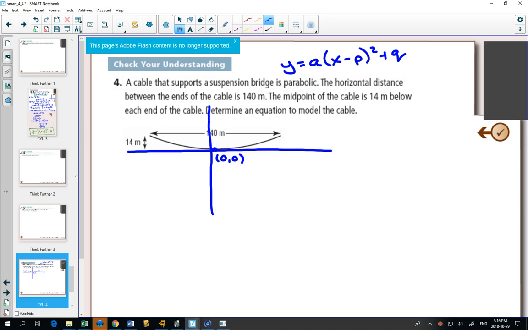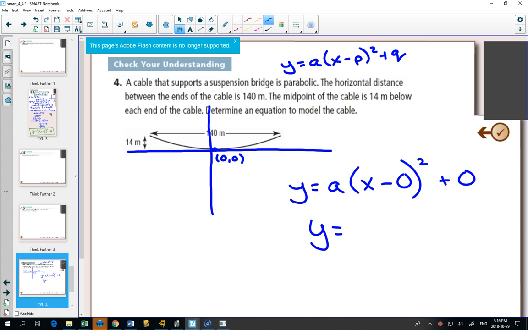What do we need to find to finish our equation? The value of A. So we know this so far. We know that it's A, x minus 0, which you wouldn't have to write the 0, plus 0, which you wouldn't have to write that 0 either. In other words, the equation for this one is just y equals ax squared, but we need a value for A. In order to find that value of A, we need to know another point.